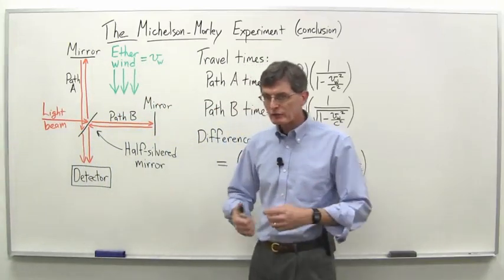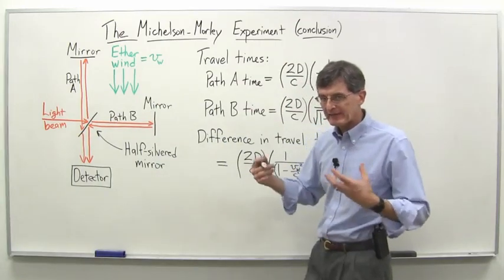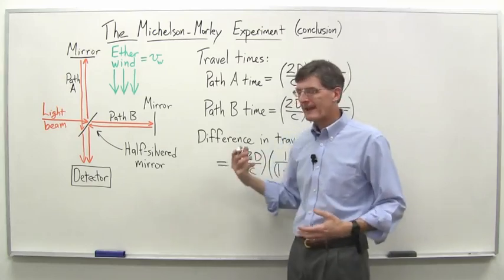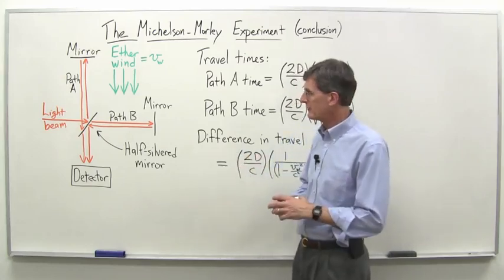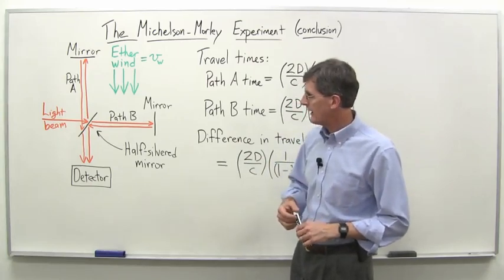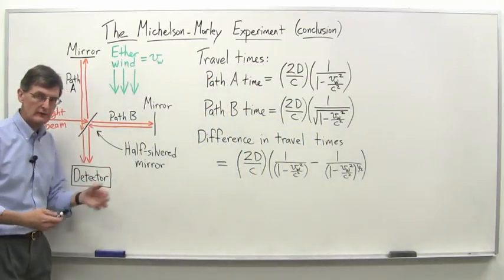So we come to the conclusion now of the Michelson-Morley experiment. We need to take the analysis we've been doing with our airplane example and apply it to the actual experiment that Michelson and Morley did in the later 1880s. And so here's the setup they used. They were using light, of course.